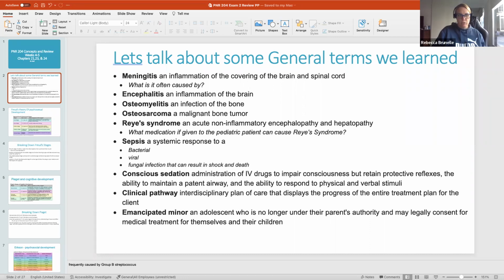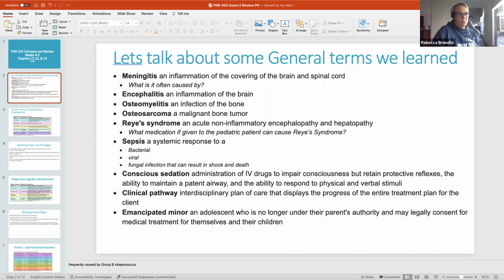Another significant infection of childhood is sepsis. Sepsis is a systemic inflammatory response. It's usually in response to either a bacterial or a viral infection, but it can also be in response to a fungal infection. Patients with sepsis tend to have high fevers, high heart rate, and low blood pressure. It's treated with fluid resuscitation and antibiotics or antivirals, depending on the cause.